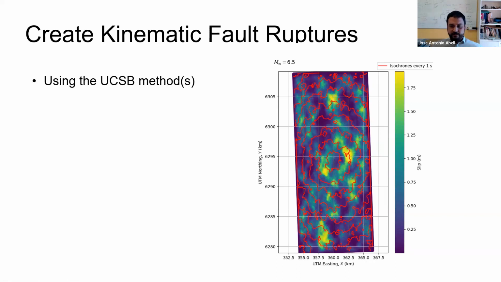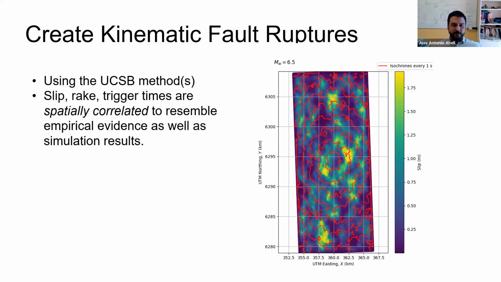And then we generate these faults using the UC Santa Barbara method families. This gives us slip geometric parameters such as rake, dip, and everything, and trigger times, which are spatially correlated to resemble empirical evidence as well as simulation results. So they're meant to be physical, and they're meant to mimic the type of variability that you would get when you record motions at different sites. So this is a method that has been validated with data in California. Now, application of this method results in about 32,000 subfaults. So hence the problem I ran into, where I needed to use a green functions database.